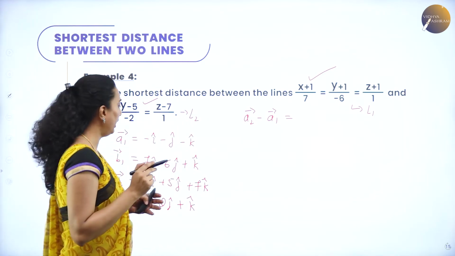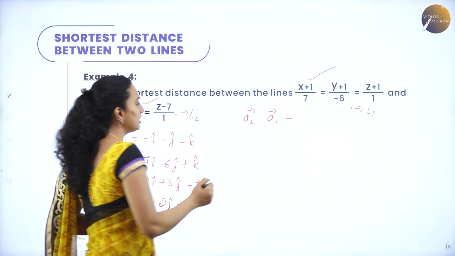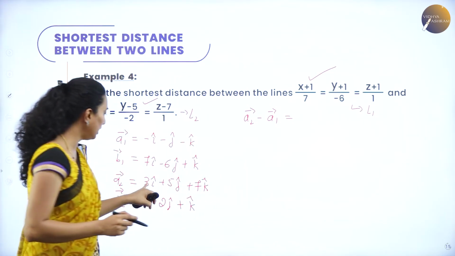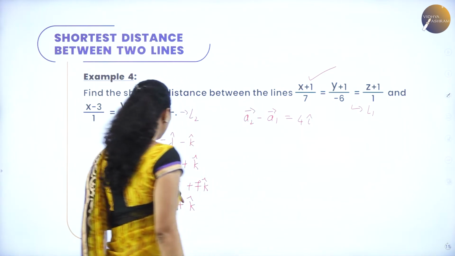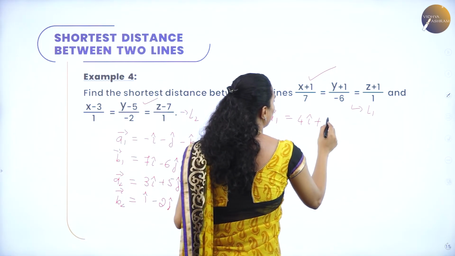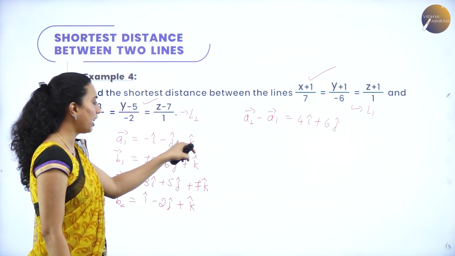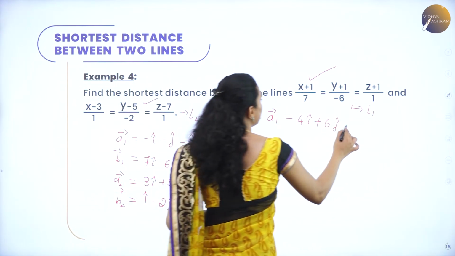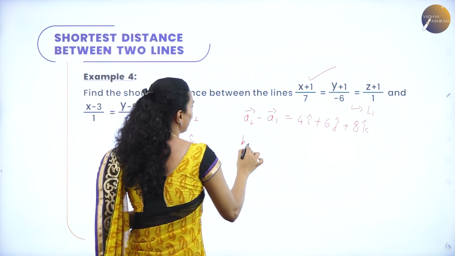Now you need to find A2 minus A1, which is 3i minus of minus i. See, 3i minus of minus i is 4i. Similarly, 5j minus of minus j is 6j. Again, here 7k minus of minus k is plus 8k. Similarly, what is B1 cross B2?